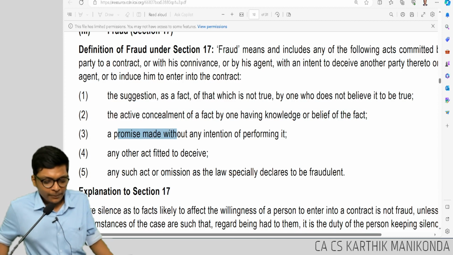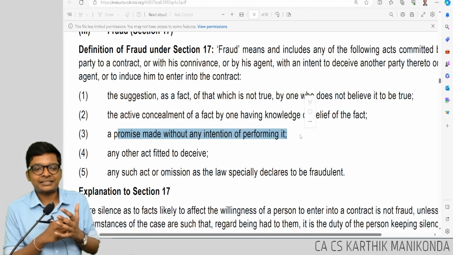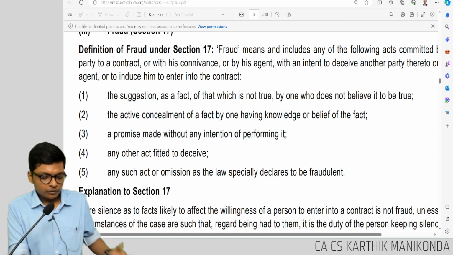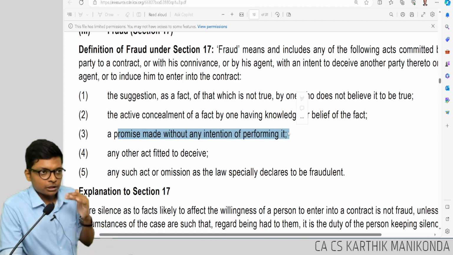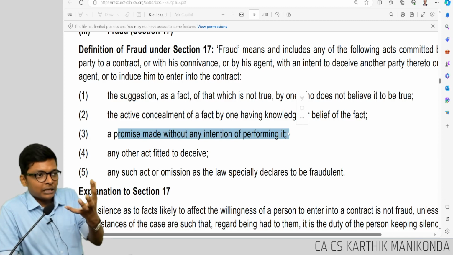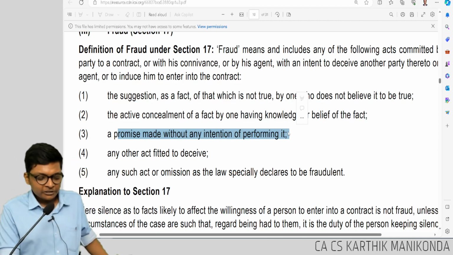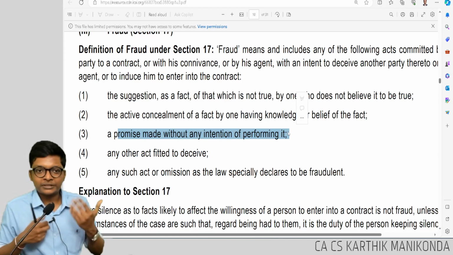Next, a promise made without the intention of performing it. You know this. It is a normal case of fraud. I'll say, I promise to pay you money, give me a loan. I took 10,000 rupees loan. I have to repay it. I'm not paying. So, a promise made without an intention of performing. When taking the loan itself, I know.